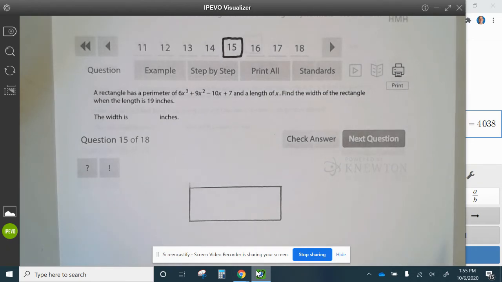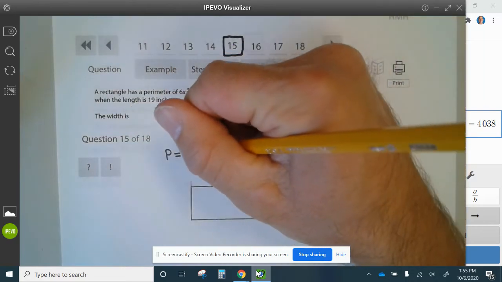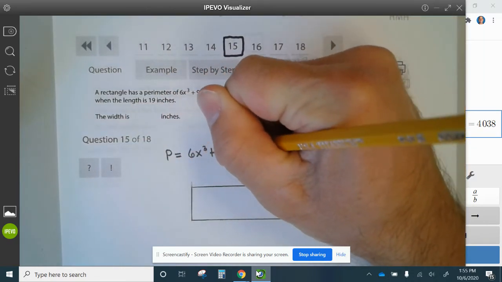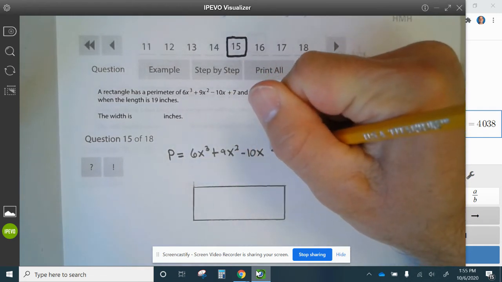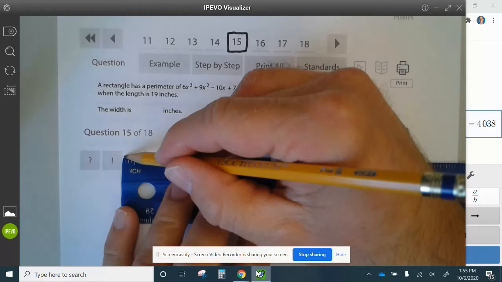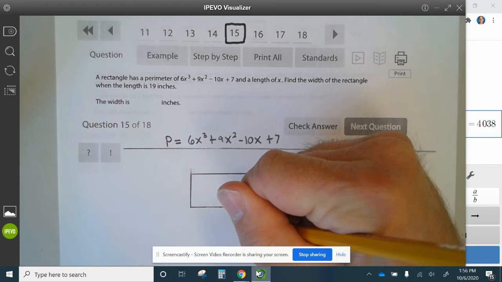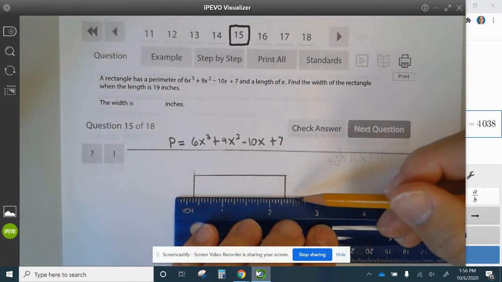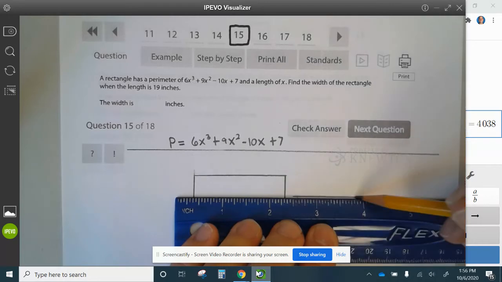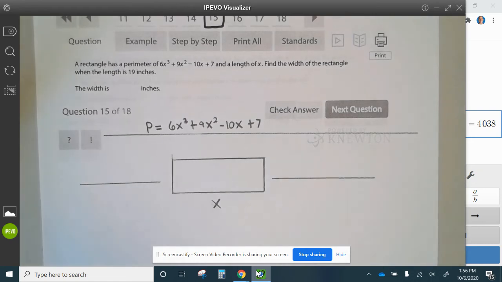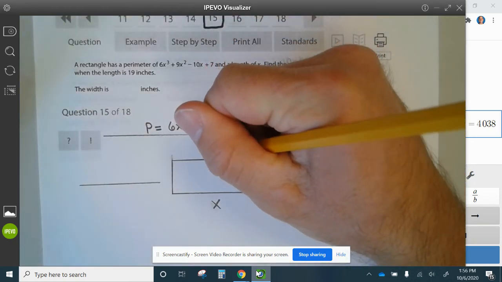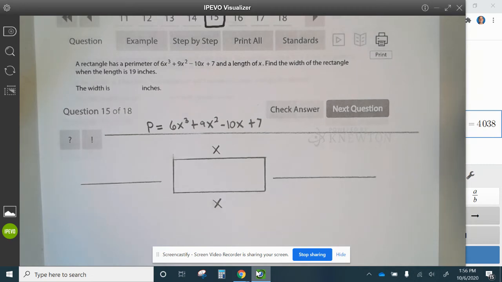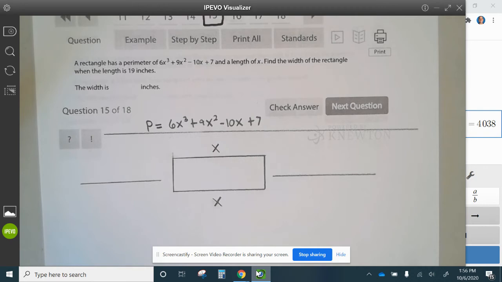All right, now say the rectangle has a perimeter, so let's write that down. P equals 6x cubed plus 9x squared minus 10x plus 7. All right, now it says the length is x, but the width we don't know. So if this is x, this is x. Okay. So we know we need to add this up to get to here.